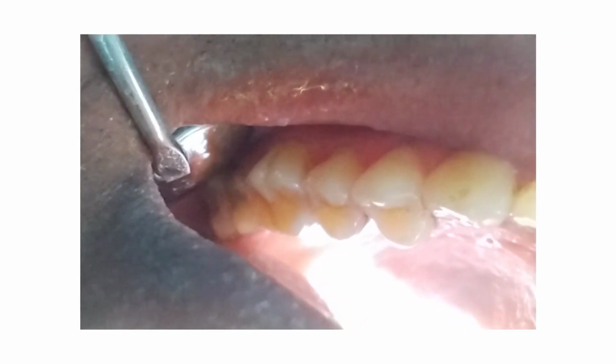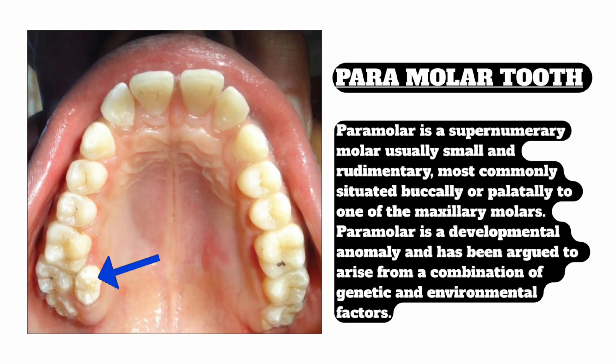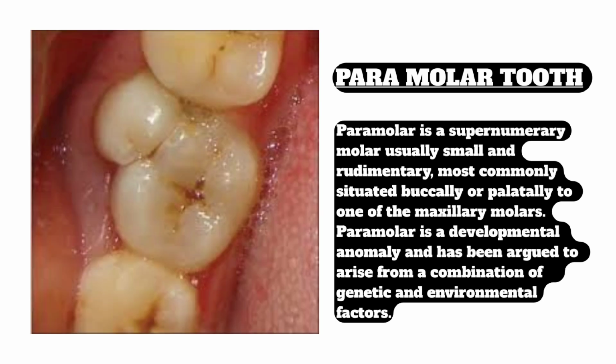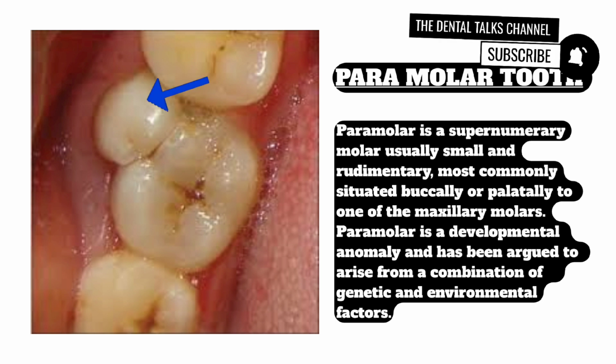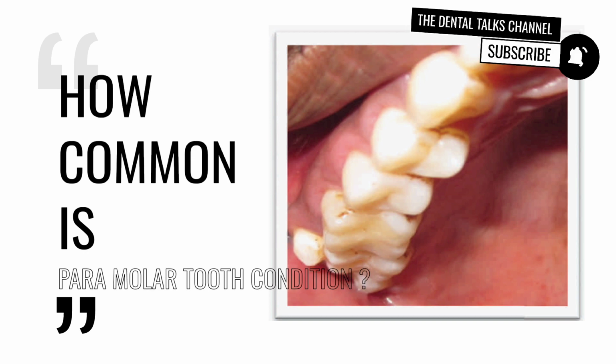Now, you all would be wondering what a paramolar tooth is. The paramolar is a supernumerary molar, usually small and rudimentary, most commonly situated buccally or palatally to one of the maxillary molars. Paramolar is a developmental anomaly and has been argued to arise from a combination of genetic and environmental factors. Now you know it is an extra tooth, or a supernumerary tooth, but how common can this condition be?